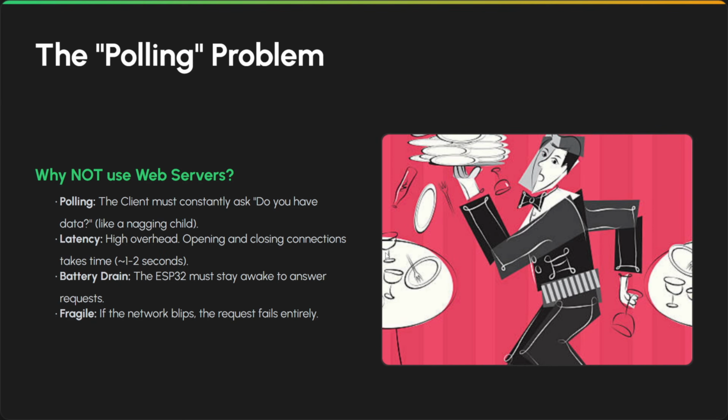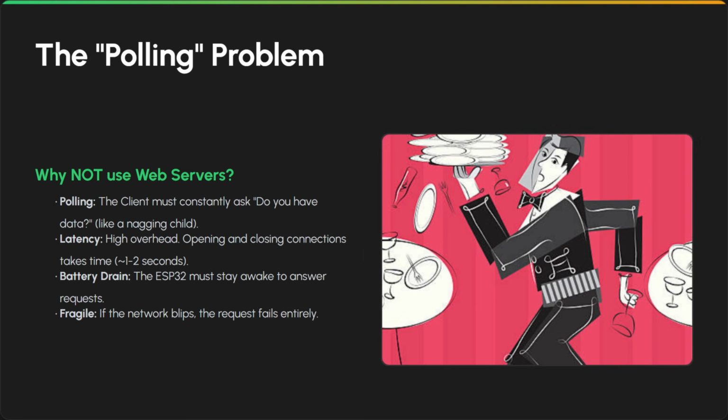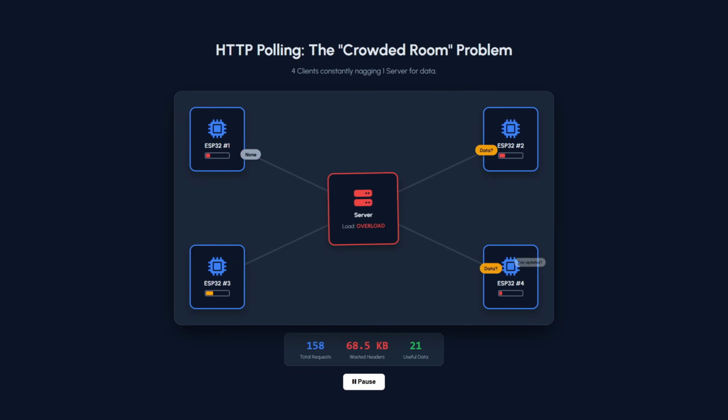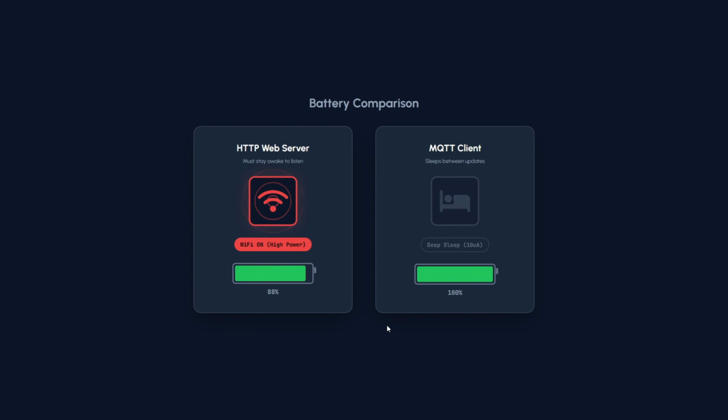This is the problem with HTTP. Why are we not using a web server in our IoT devices? The first problem is polling. Your ESP32 will ask the server if there is any available data, so it will keep the server busy constantly. If there are thousands of devices asking the server if there is any data, it will not be good for embedded devices. Also, latency is high, since opening and closing the connection takes some time. Most IoT devices are battery powered, so it will not be good.